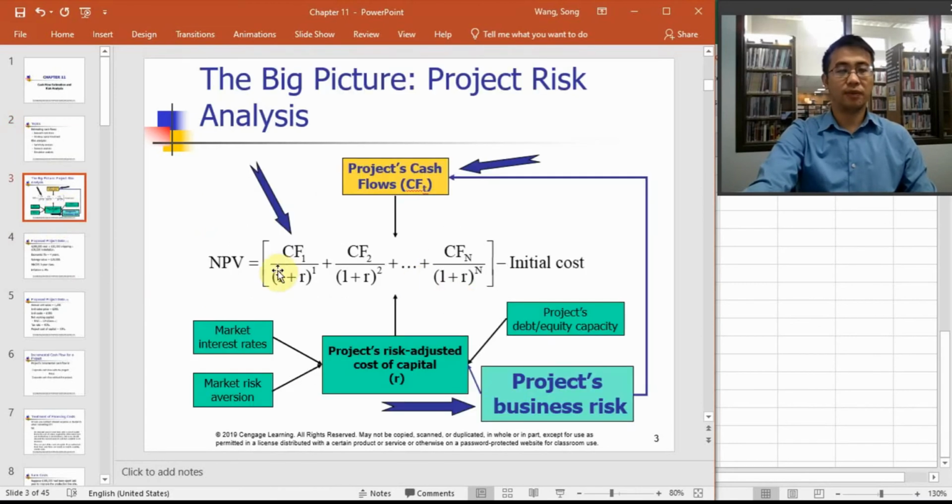And our focus here would be developing all the cash flows in the NPV formula. And this formula has been exposed many times before. In chapter 11, we deal with cash flows. And in chapter 9, we deal with the discount rate or the weighted average cost of capital.